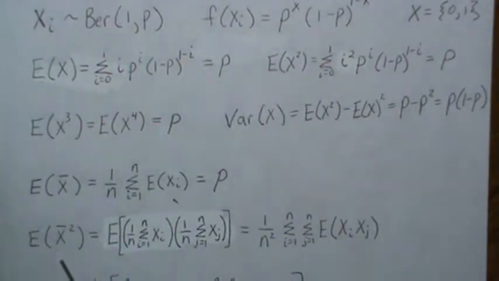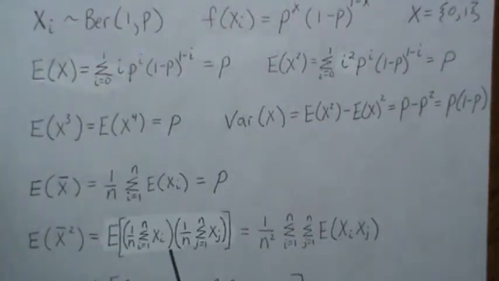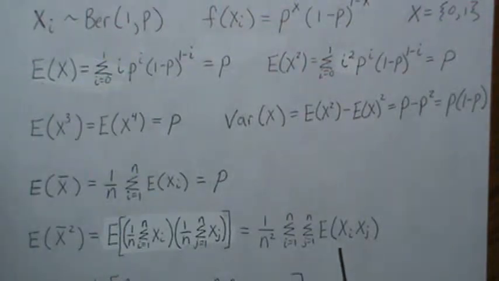So here, the expected value of x bar squared is, first of all, I want to square each of these terms, and then I'll factor out a 1 over n squared, and then the expectation goes inside it, and so here that's the expected value of xi xj. Now here, when i and j are not the same value, these are independent, and so it's the expectation of this times the expectation of that, which would be p times p, or p squared. But when they're equal, then the expected value of x squared is just p.